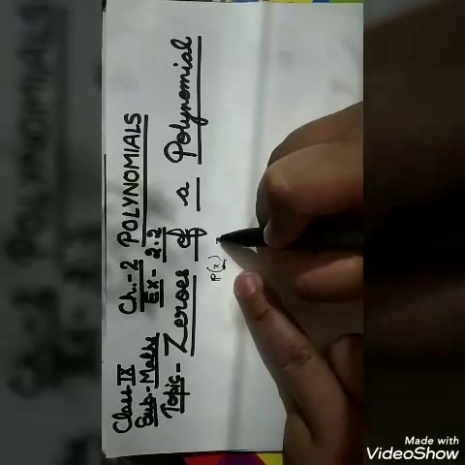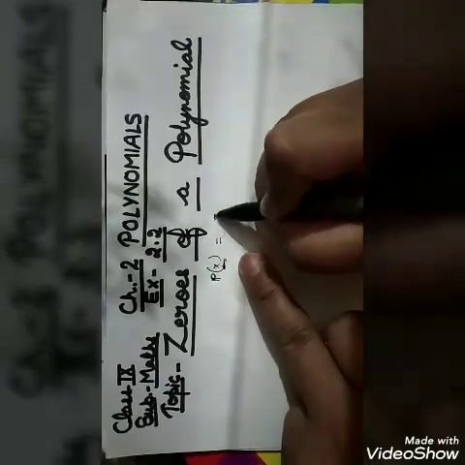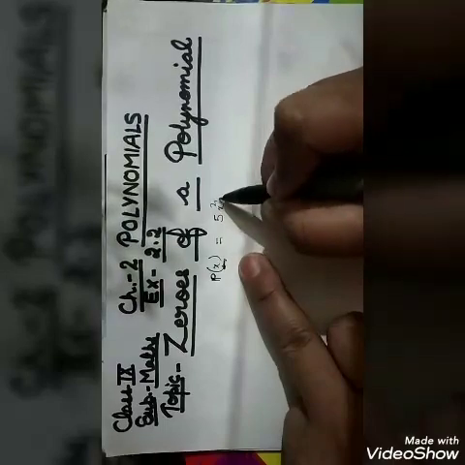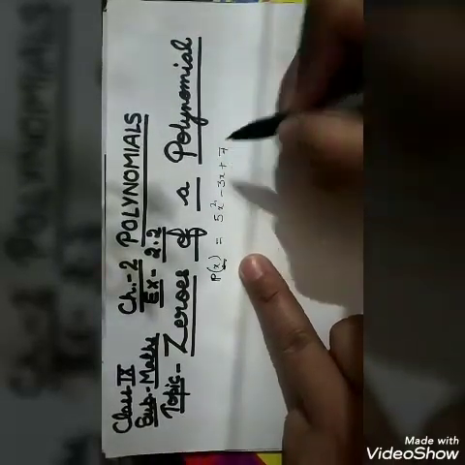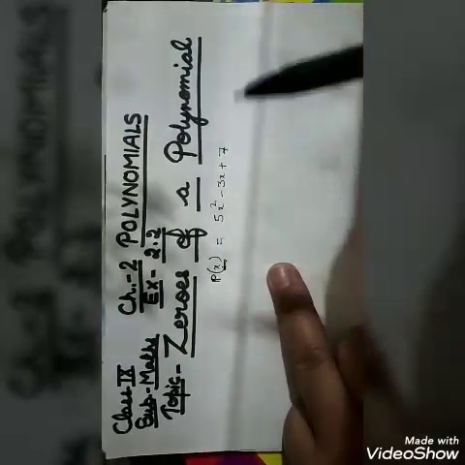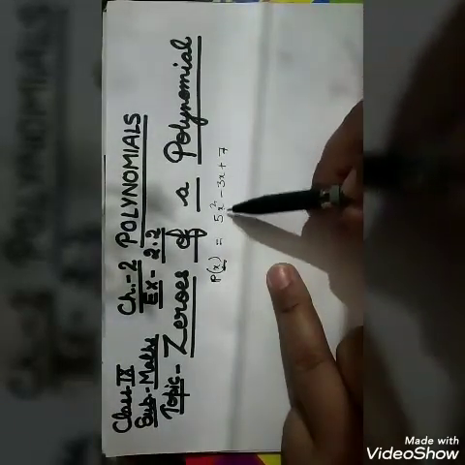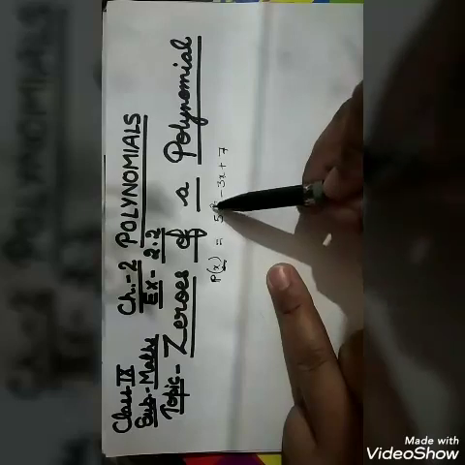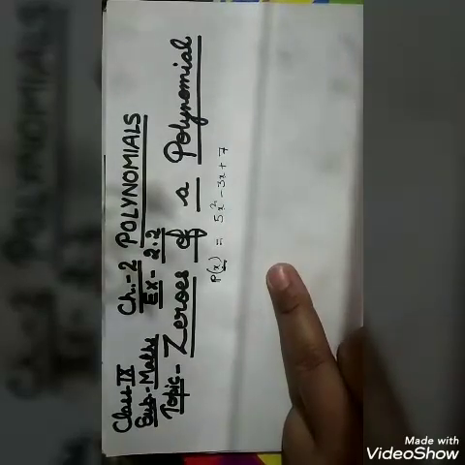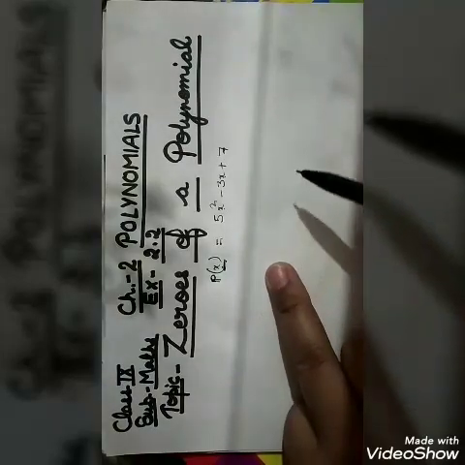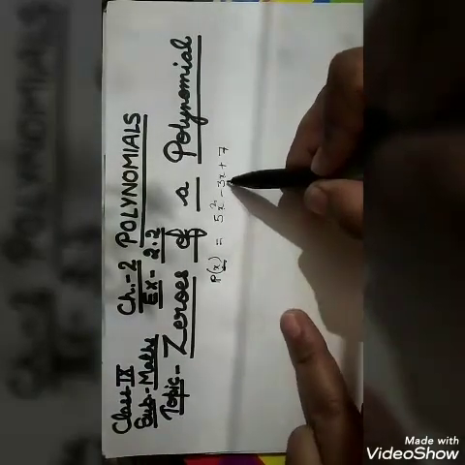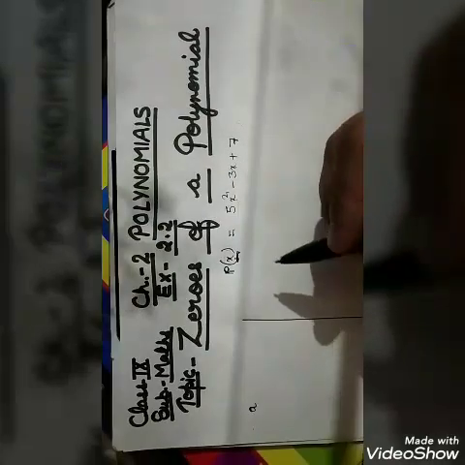Let us take a polynomial, p(x) = 5x² - 3x + 7. There is one variable x and the degree of this polynomial is 2. So this is a quadratic polynomial. p(x) = 5x² - 3x + 7.